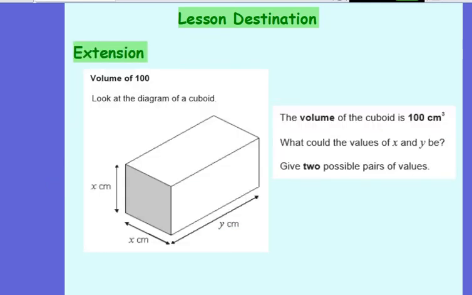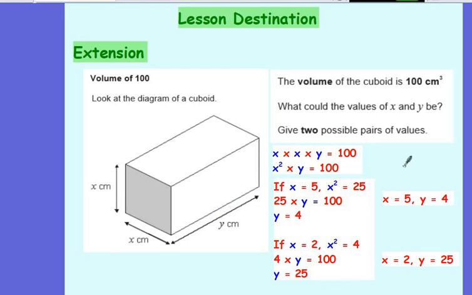And finally, the extension question of today. Can you work out possible values of x and y? Remember, you need x times x times y to give you 100. Have a go. Substitute in some numbers, see what you can do. Pause the video for a couple of minutes and work those out now. And these are some possible answers.